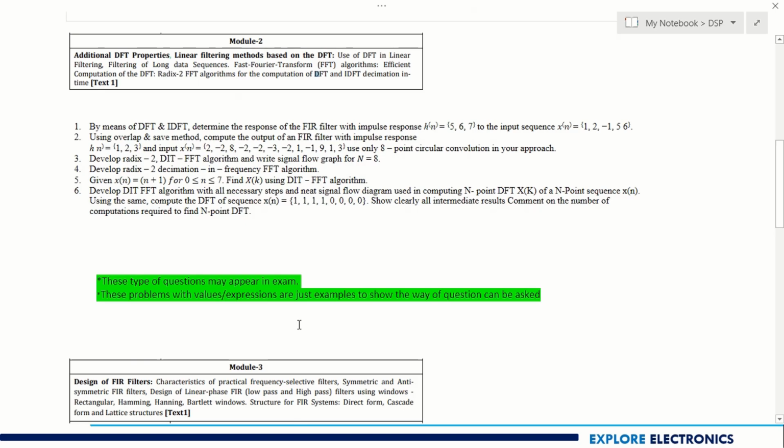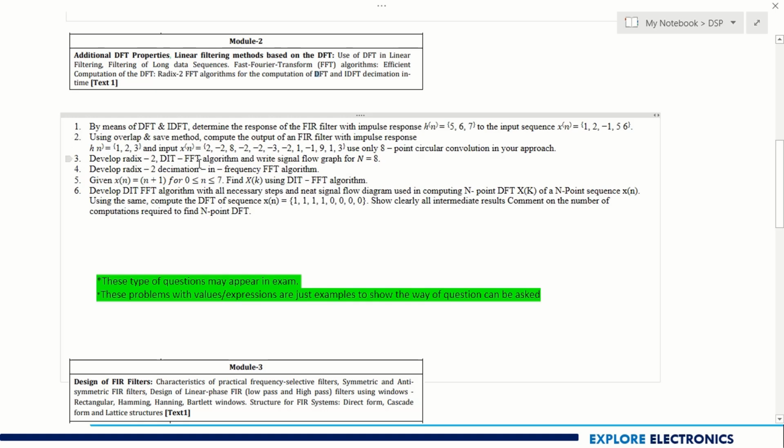Module 2 is additional DFT properties and linear filtering methods based on the DFT. So here also filter response questions will be there. You can see here: by means of DFT and IDFT, determine the response of the FIR filter with impulse response as given, and the input sequence is given. And the overlap save method is repeatedly asked. One question will be there on that.